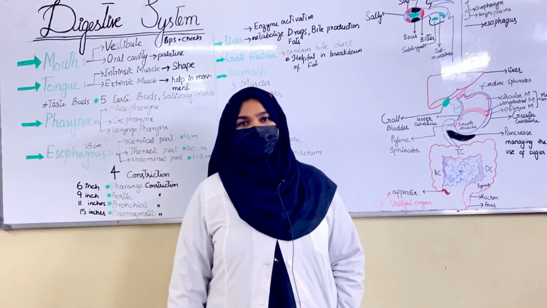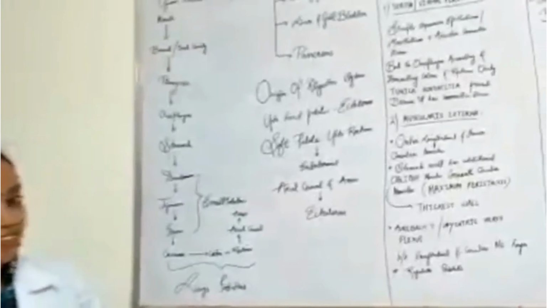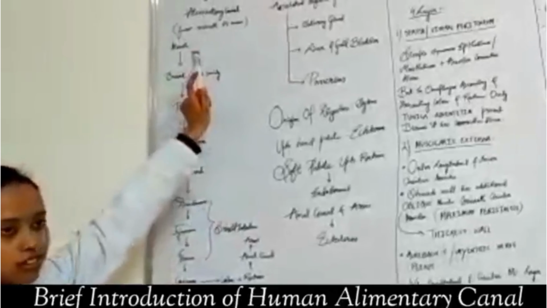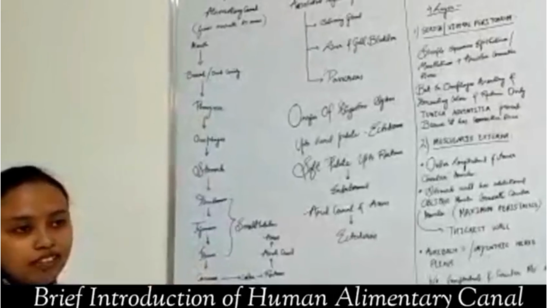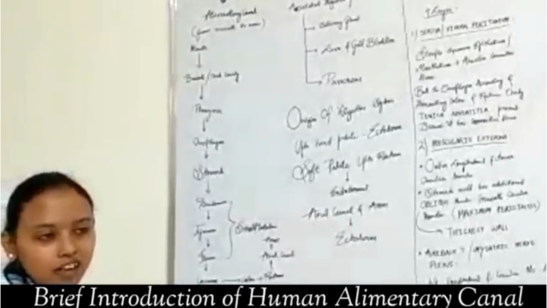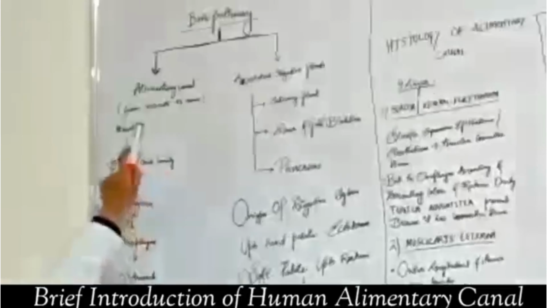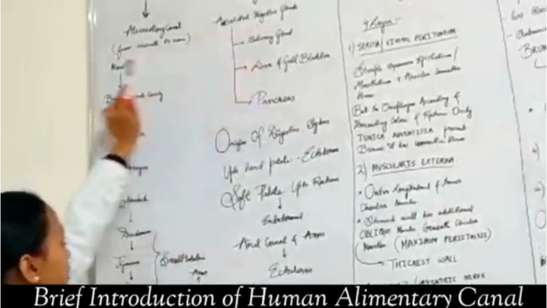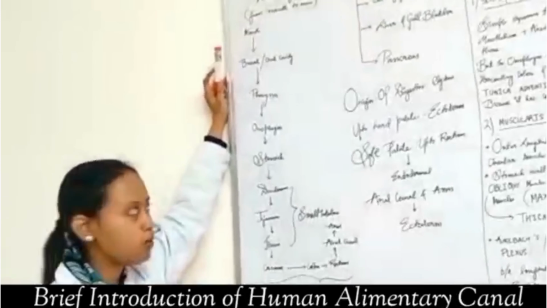I want to discuss the human digestive system. First of all, we see the basic pathway of the human digestive system. I divided the human digestive system partially into two parts. First, we see the alimentary canal and associated digestive glands. The alimentary canal is from mouth to anus.